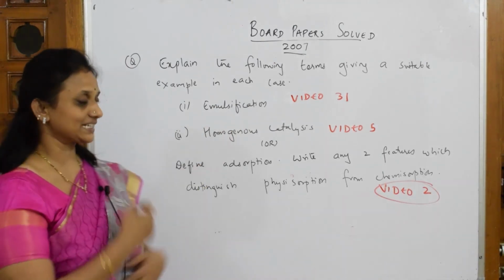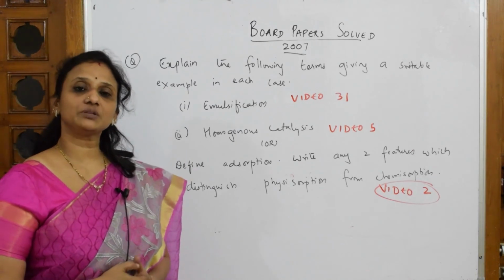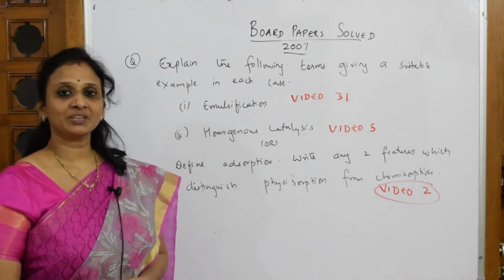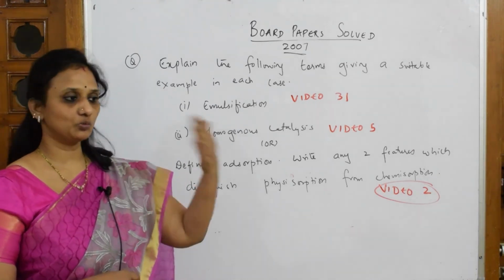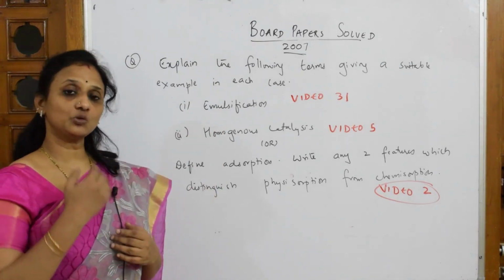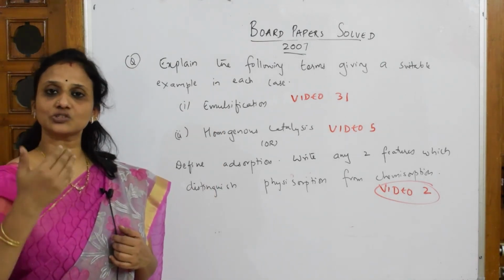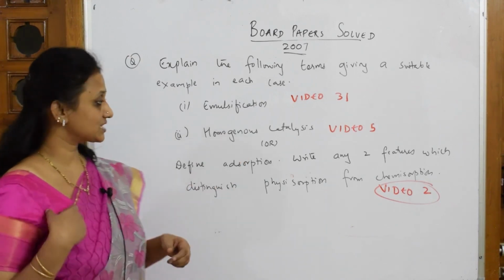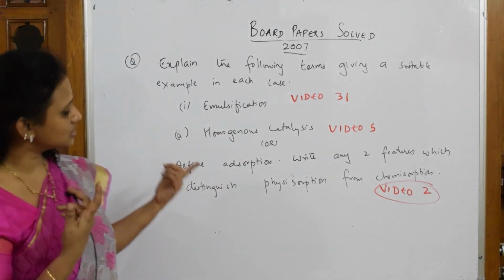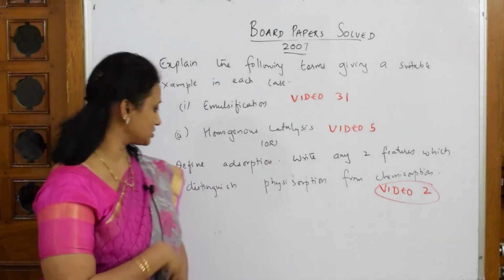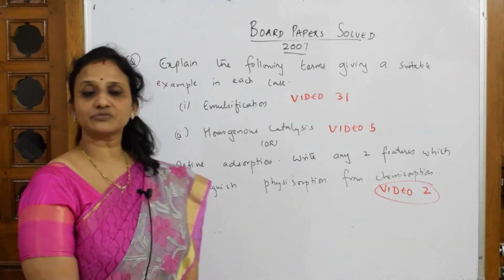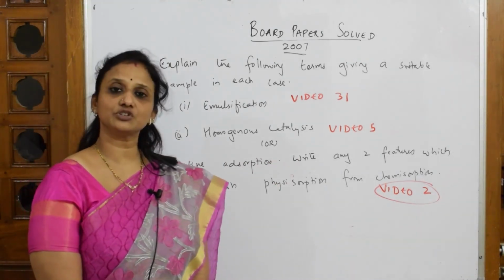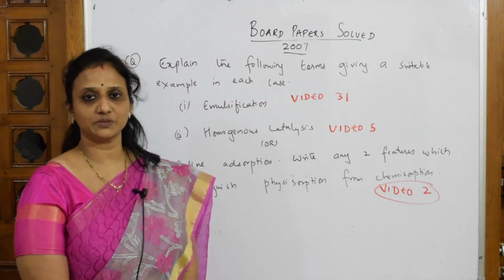Next, homogeneous catalysis. I did this in video number 5, where I explained that catalysis is of two types, homogeneous and heterogeneous. Again, homogeneous is divided into subparts, and heterogeneous is also divided into subparts. So watch that video for that information. Next, come back. They've asked you to define adsorption and write any two features which distinguish physisorption from chemisorption. That is done under video number 2. Please watch the video for the information.